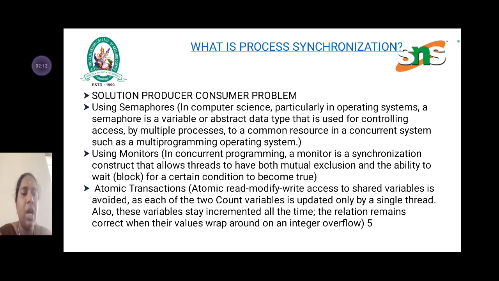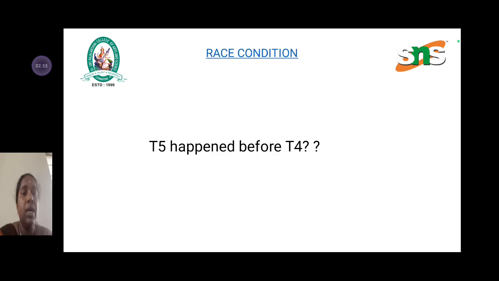Atomic transaction: atomic read-modify-write access to shared variables is avoided, as each of the two count variables is updated only by a single thread. Also, these variables stay incremented all the time. The relation remains correct when their values wrap around on integer overflow. Race condition: T5 happened before T4.